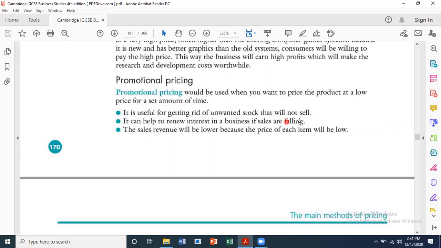Promotional pricing would be used when you want to price the product at a low price for a set amount of time. It is useful for getting rid of unwanted stock that will not sell. So, for example, right now, summer clothing. So we have promotional pricing, and when the winter ends, we have a winter deal for that. It can help to renew interest in a business if sales are falling, especially in the COVID time when we have a lot of promotions going on. Since the price of each item will be low, the sales revenue will be lower.